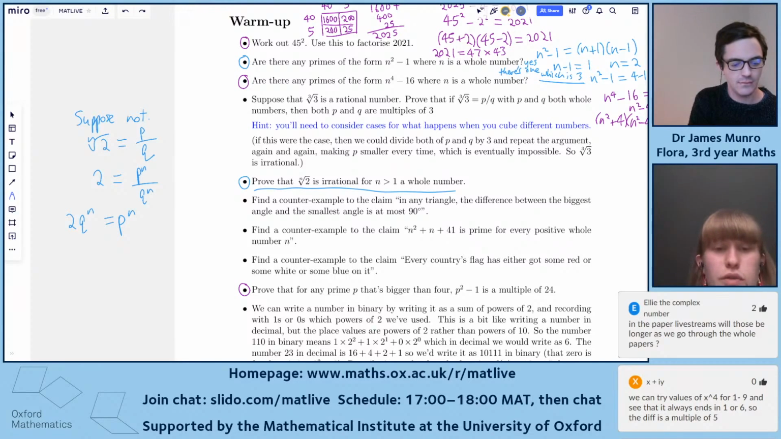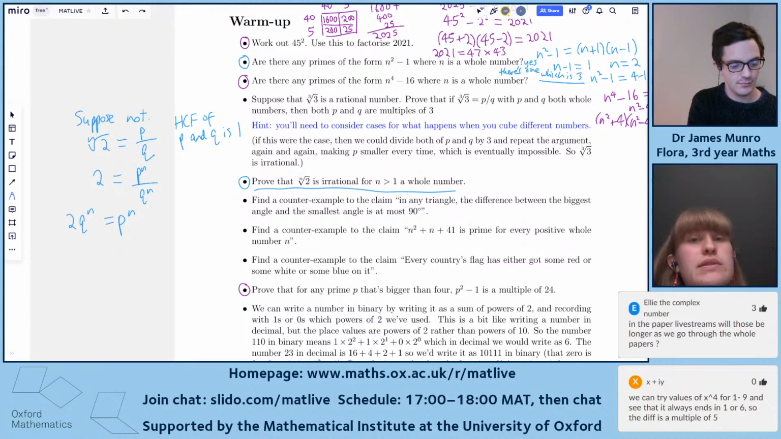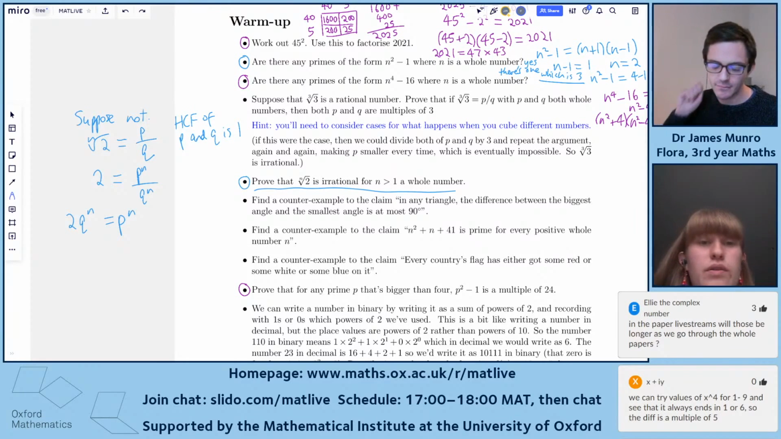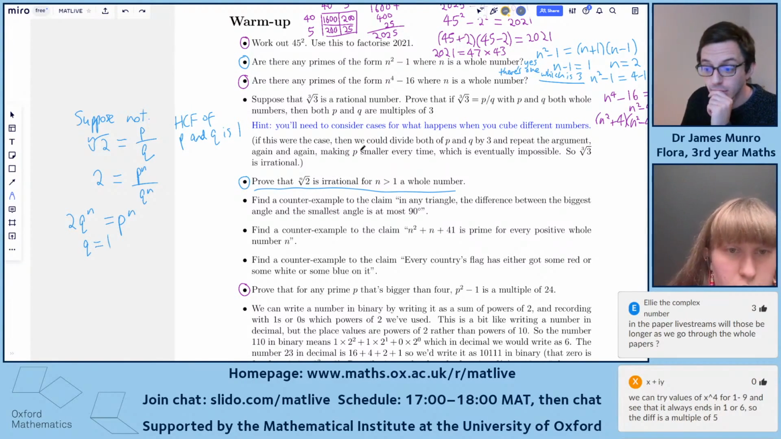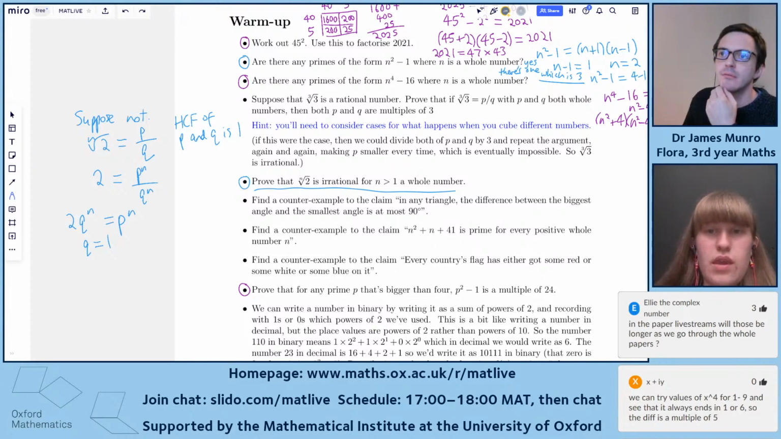But because we know that p and q don't have any common factors, so remember when I assumed that the HCF of p and q is 1, I should have written that down because it's quite important. So p and q don't have any common factors. So basically this means that q can't be a factor of p, because then the highest common factor would be q instead of 1. But we know the highest common factor is 1, so this means that q has to be 1. Because if q was anything other than 1, then it would be the highest common factor of p and q. So q has to be 1 here.